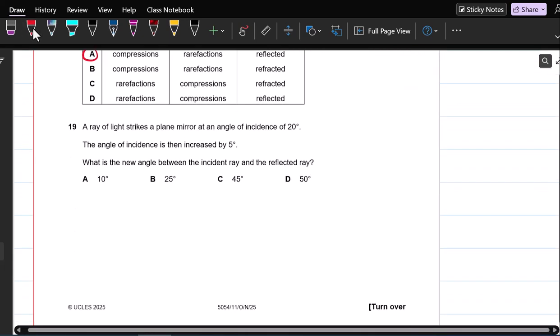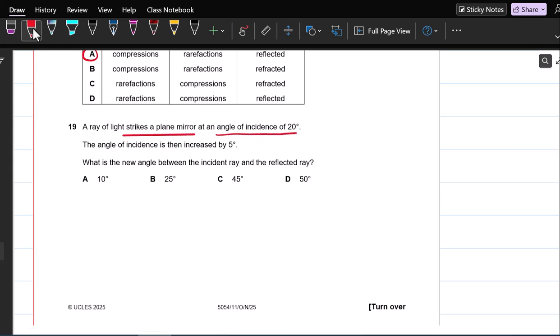Okay, moving to question 19. A ray of light strikes a plane mirror at an angle of incidence of 20 degrees. Suppose here I'm having a plane mirror. Incident light is dropped here. This is the incident light. Here I'm having a normal line. This angle is 20 degrees, the angle of incidence. Reflection is going to occur. Plane mirror, so reflection is going to occur. This is the reflected light.